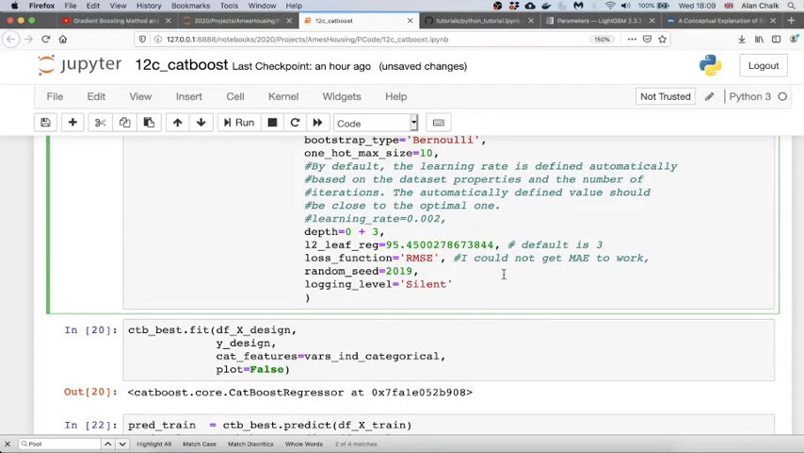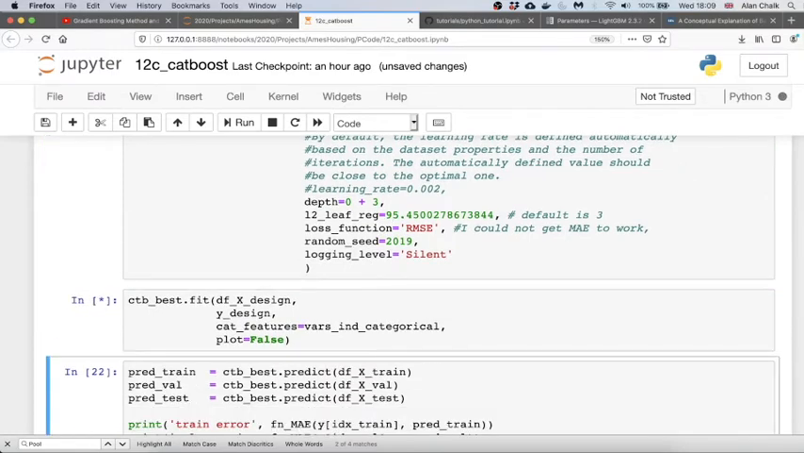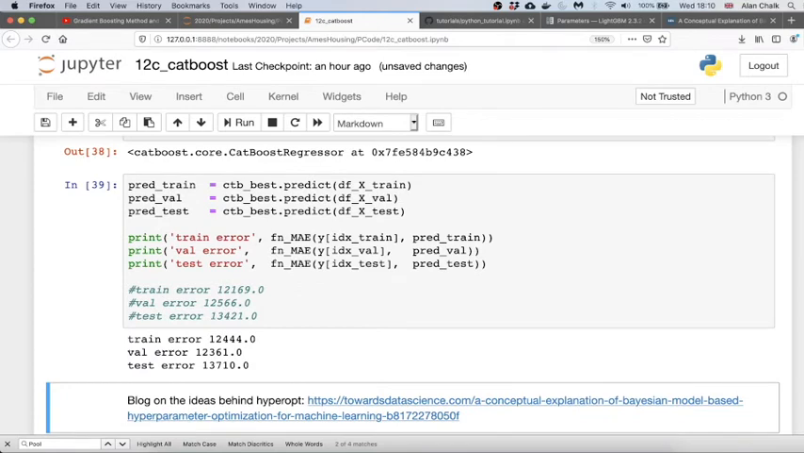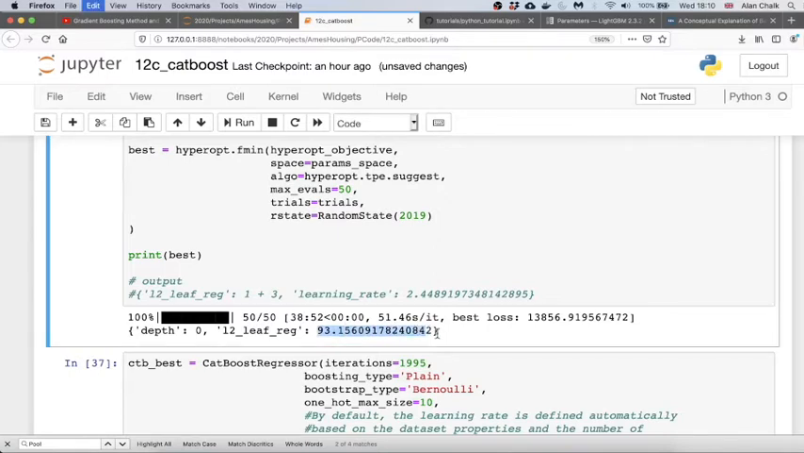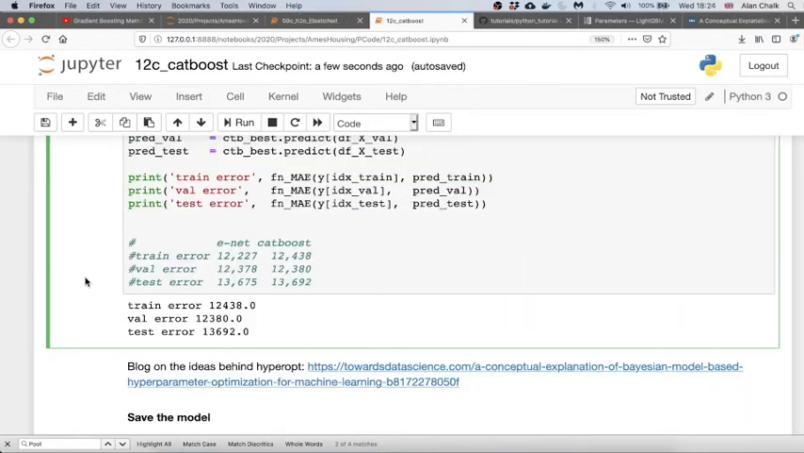I've made a note that I couldn't get MAE to work as a loss function. It's not ideal, really, is it? Because we would probably have gotten a better performance if we could get it to work. And here we go. Once again, slightly less good than last year. I just wonder if I put in the actual leaf regularization that it wanted, if I'm going to get something slightly better. Where does this leave us?